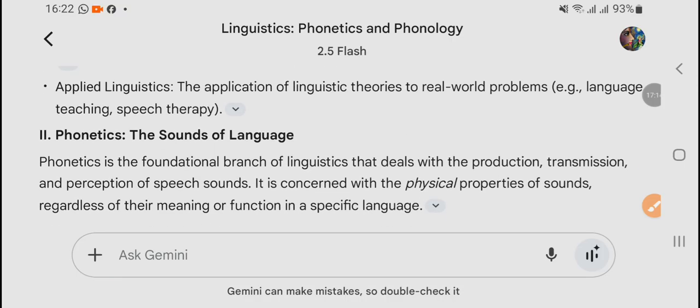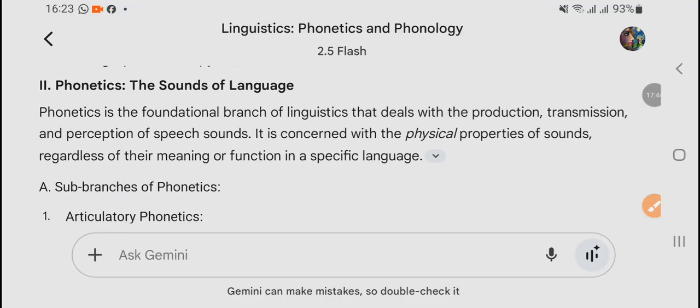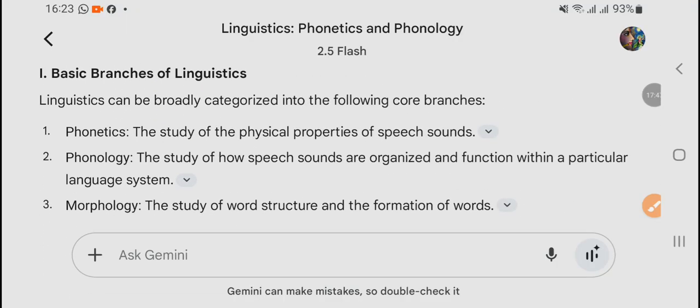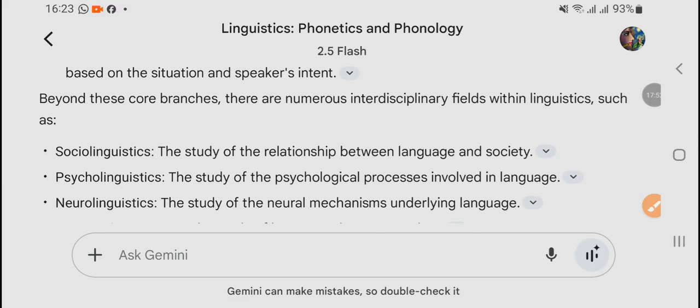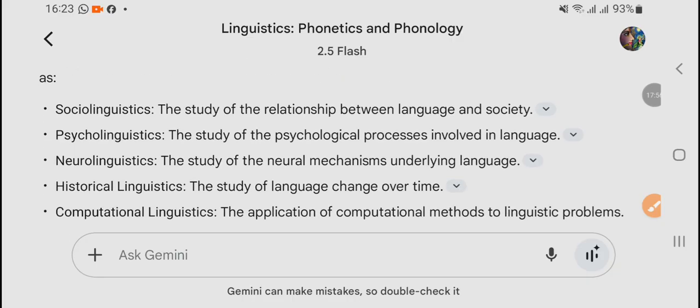Applied linguistics, the application of linguistic theory to real world problems such as language teaching and speech therapy. So linguistics is very important. Once we have knowledge of different parts of linguistics, definitely it will improve our pronunciation, language formation and everything. So that is applied linguistics, right? Now these are the basic branches, and these are interdisciplinary fields which we have studied.